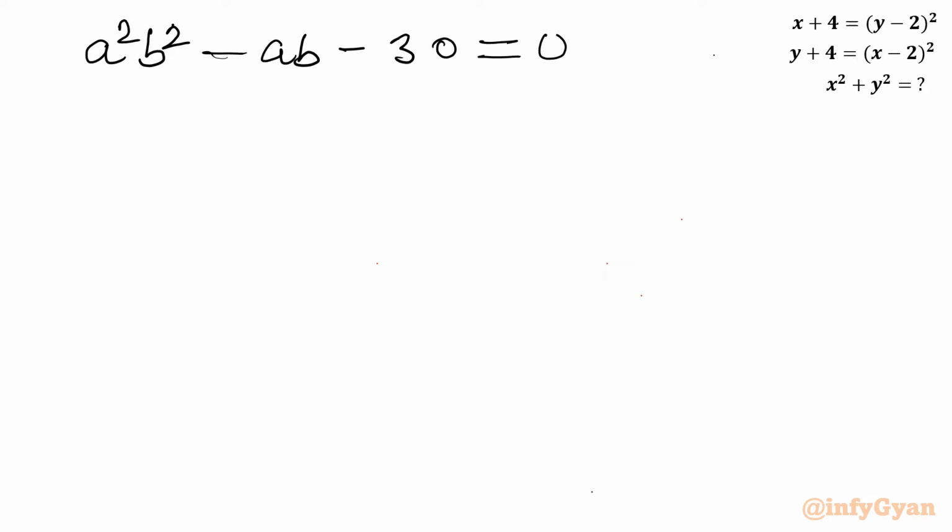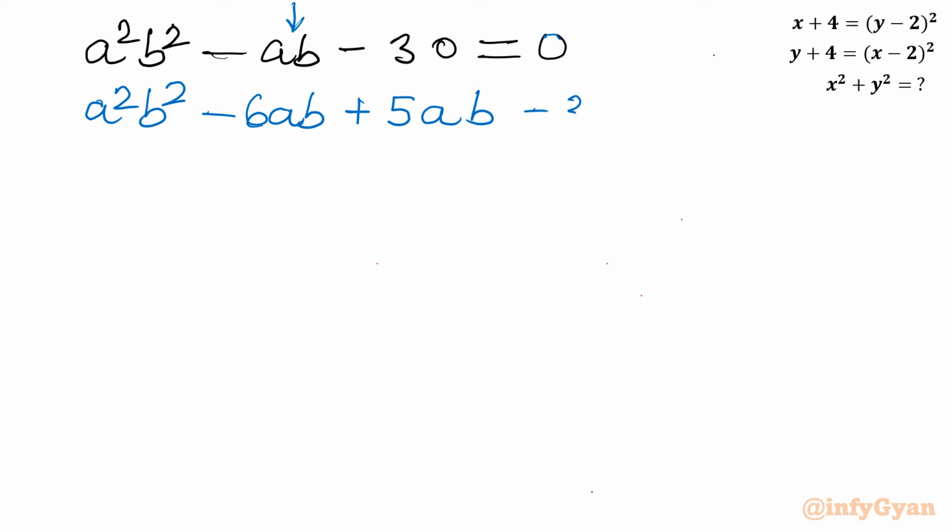So I can see the factors of 30 as 6 times 5. So I will split our middle term as a square b square minus 6ab plus 5ab. Product is minus 30, addition is minus 1. So I will write minus 30 equal to 0.